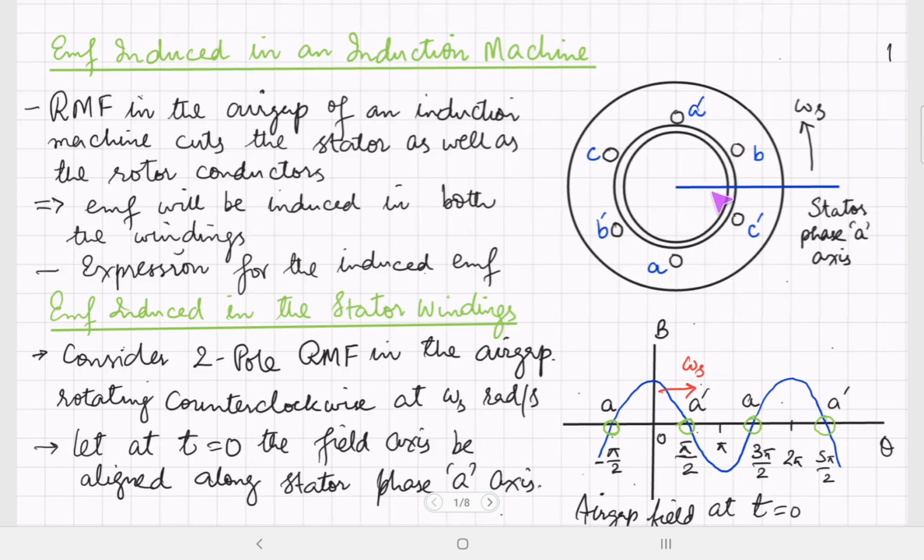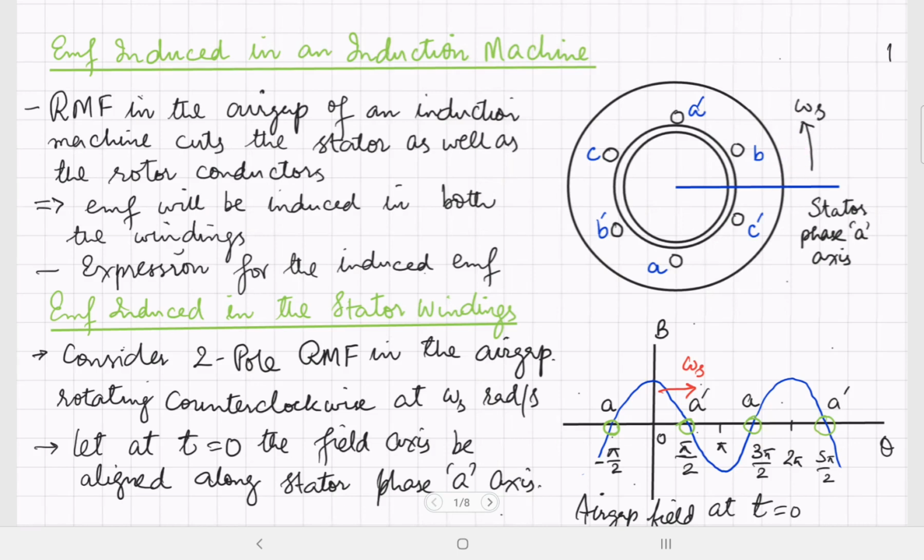The aim here is to derive expressions for the EMF induced in the stator and the rotor windings, and we'll begin with the EMF induced in the stator windings. For this, we'll initially consider a two-pole machine for the sake of simplicity, and we'll assume that there is a rotating magnetic field in the air gap which rotates at a speed omega s radians per second in the counterclockwise direction.